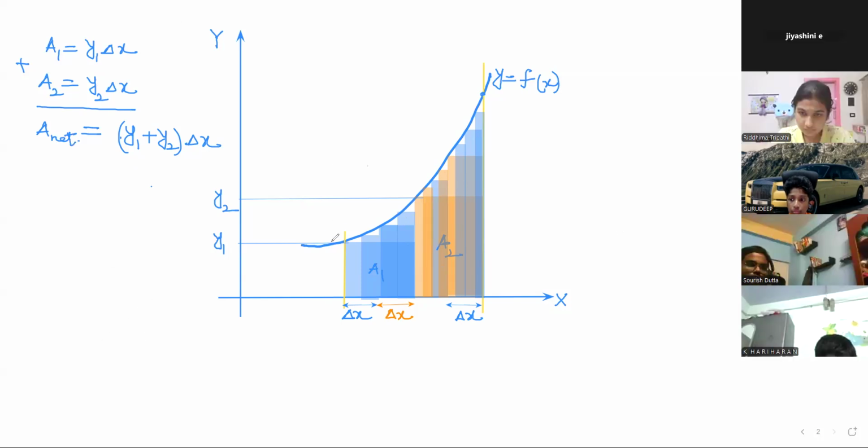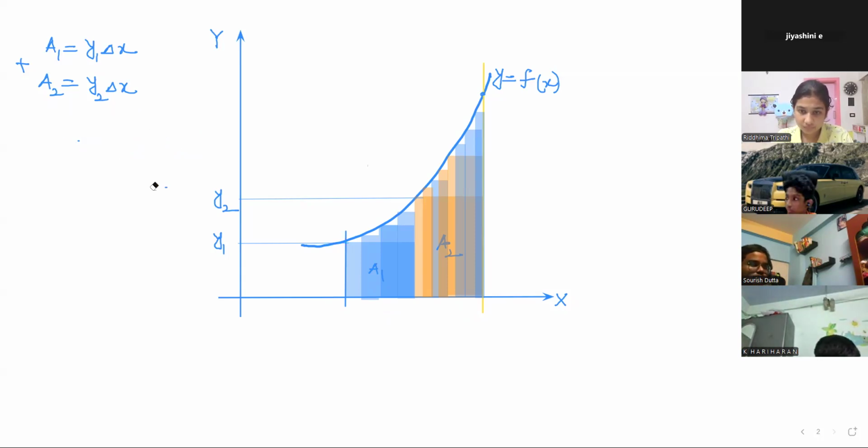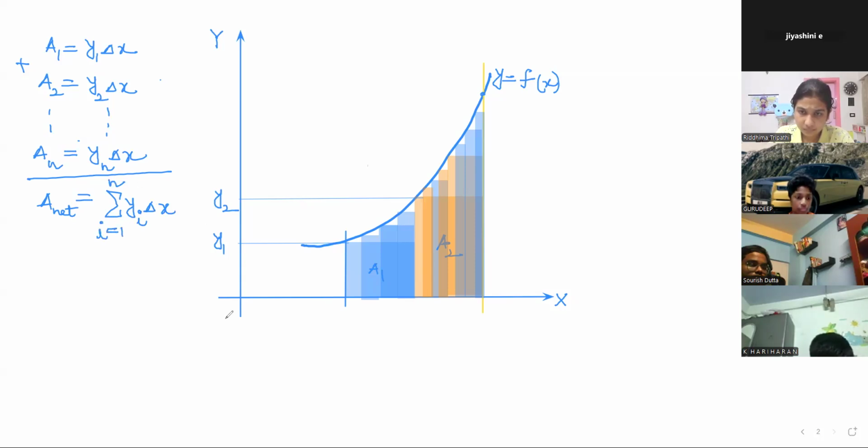So there are many rectangles. The only thing which we should remember is the width of all these rectangles should be same. Now, if we have so many rectangles here, we can add all of them till An. This is the nth rectangle. We are adding all these, and then we get A net as sigma yi delta x, where i is changing from 1 to n. Yes or no? This was the first rectangle, this is the nth rectangle.